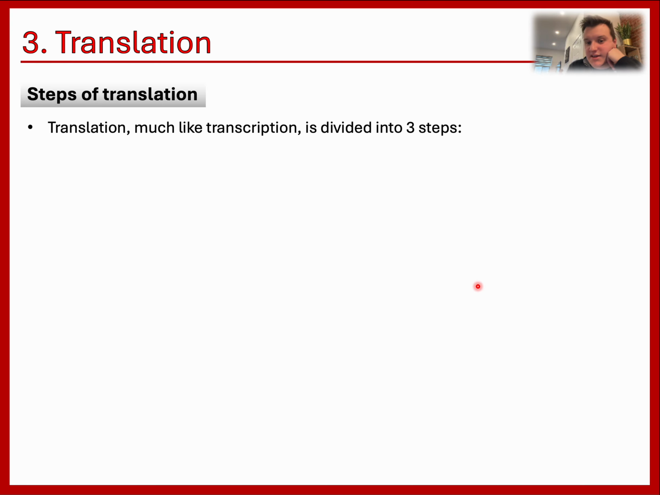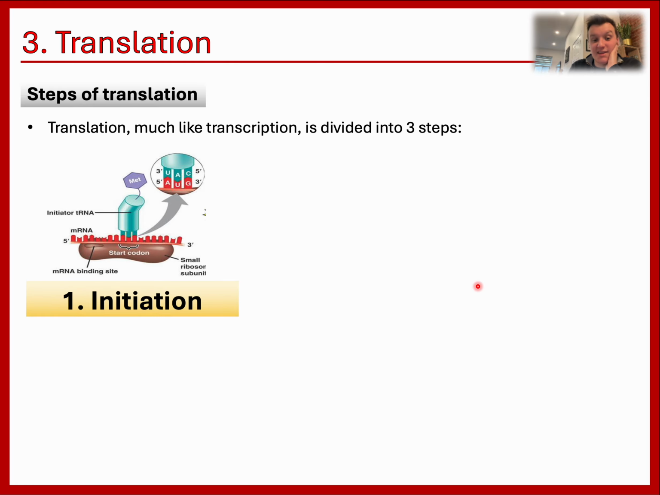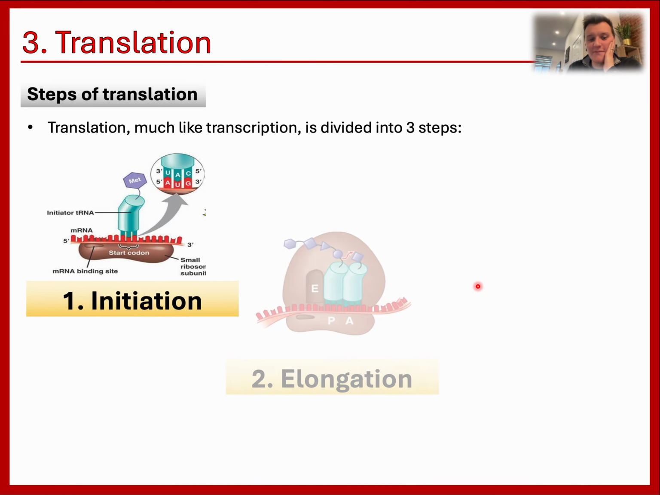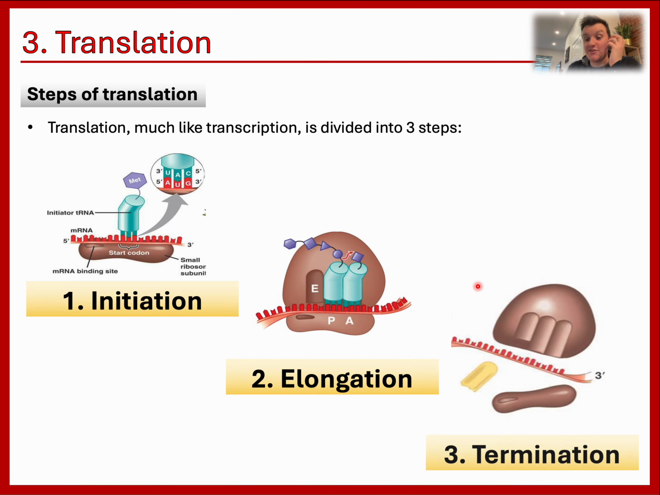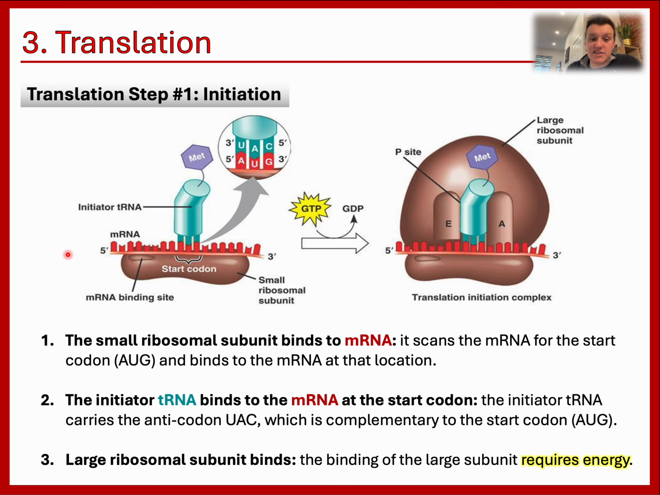Translation, like transcription, has those 3 steps. Initiation, we've heard that before. Elongation, and termination. Good. They're not any different, but they're different in their mechanisms. Okay? So the first one, initiation. The small ribosomal subunit binds to mRNA. So this small subunit will bind the mRNA onto it. It scans the mRNA for a start codon, AUG, okay, and binds to the mRNA at that location.